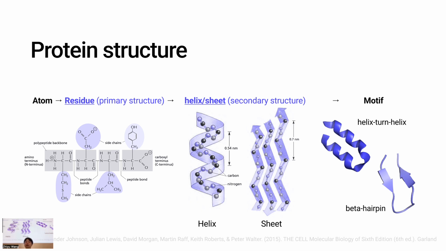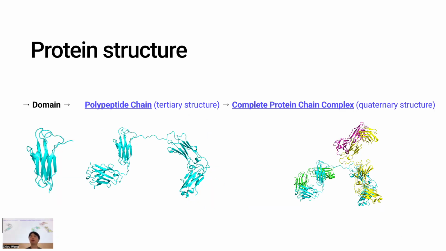And moving up the hierarchy, we encounter motifs. These are small recurring structural patterns that combine secondary structure elements. For example, like this helix-turn-helix shape here. It consists of two alpha helices with a loop connecting them. This motif often has specific functional roles like DNA binding or metal coordination. Next, we have domains, which are independently folding units that represent discrete functional modules.